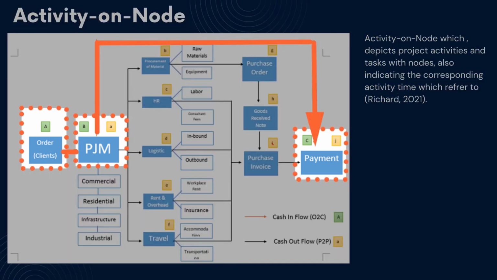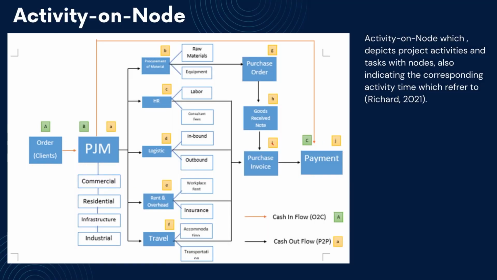We can see the orange arrow represents cash inflow in order to cash, starting with capital A node representing clients requesting construction service, progressing through various types of construction, which is B, and concluding at node C with payment after the P2P process. Conversely, the black arrow represents cash outflow in the purchase to pay process.